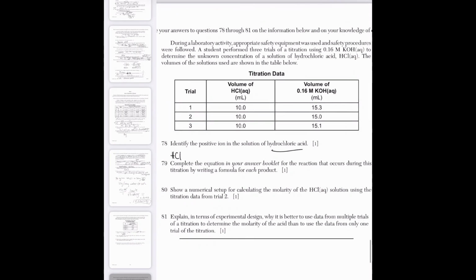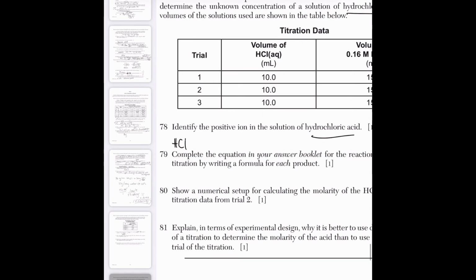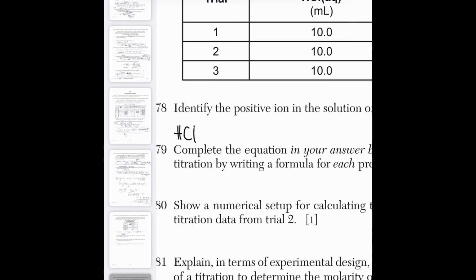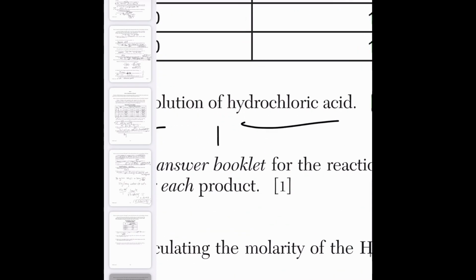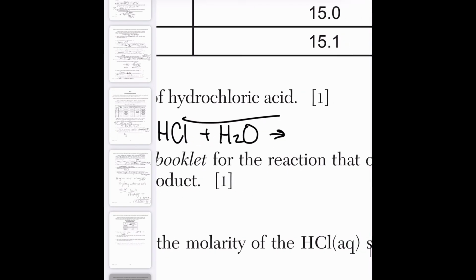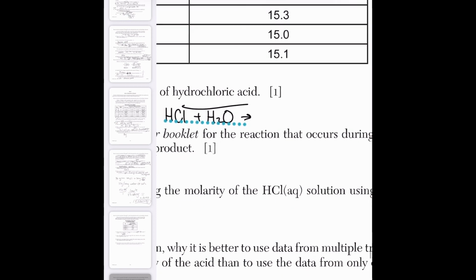Wait. So HCl is hydrochloric acid, they tell you here. And it has H plus ion and Cl minus. So if you have it like this, it's a single arrow because it's a strong acid, completely dissociates. You have H3O plus and Cl minus.